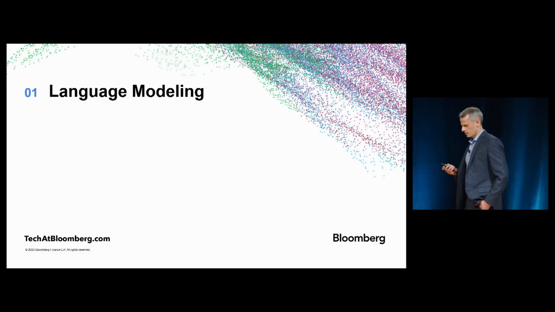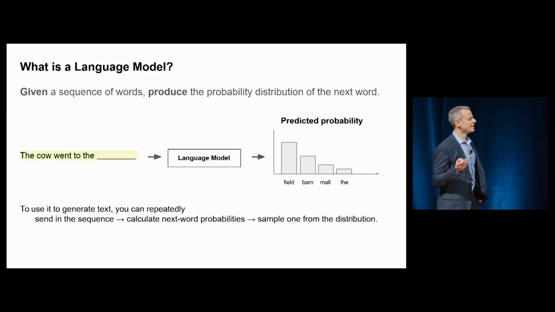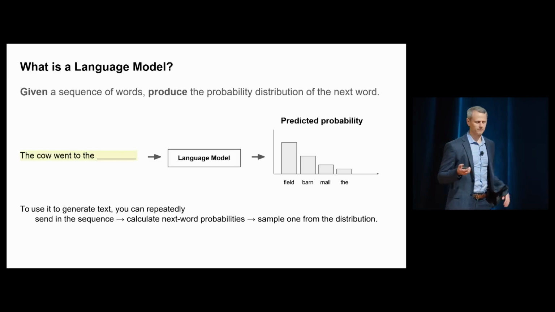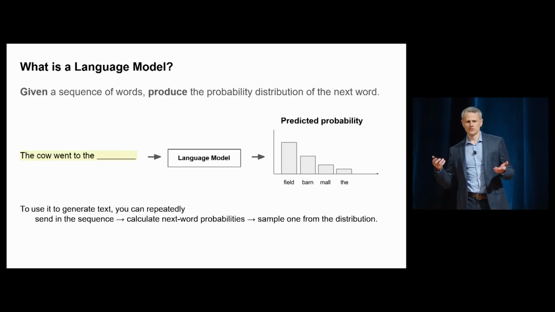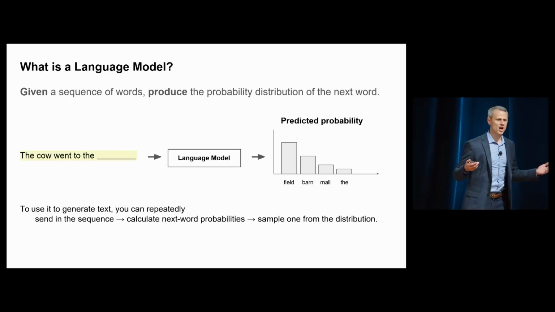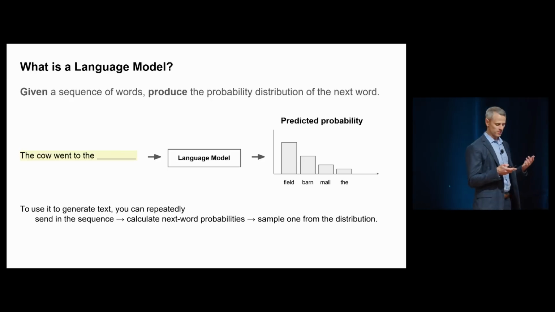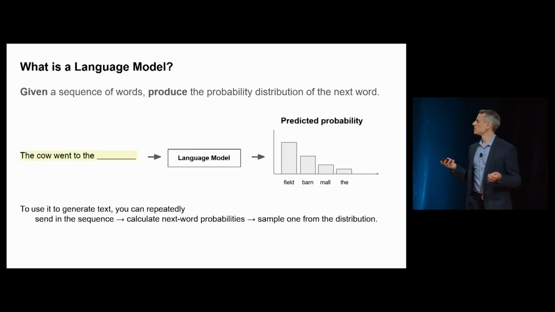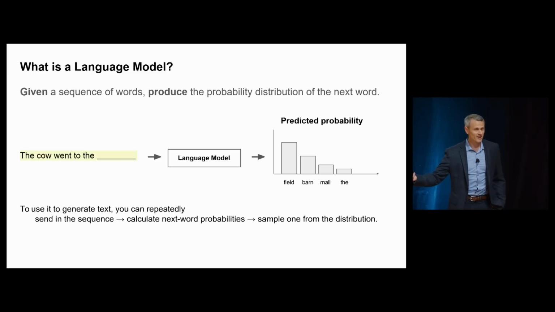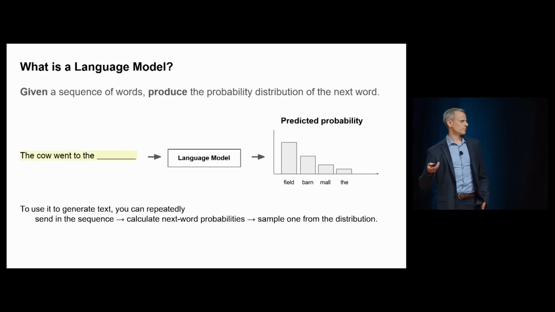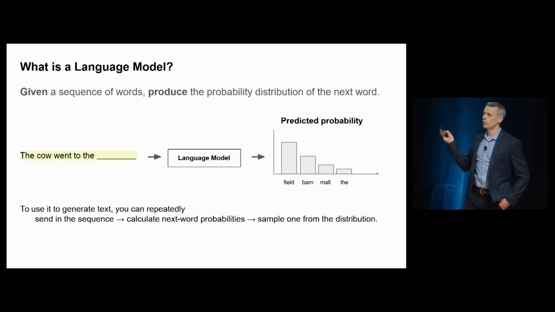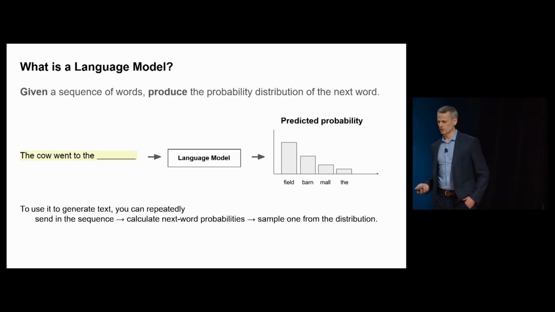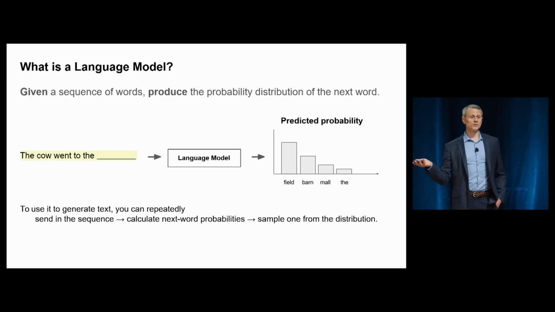So what is a language model? A language model, or more specifically an autoregressive language model, solves the following problem. Given a sequence of words, predict what word will come next, and this prediction is going to come in the form of a probability distribution. In this example, the sequence of words to begin with is "the cow went to the," and we feed that to the language model, and it produces a prediction in the form of a distribution on what word comes next. Here it thinks "field" is most likely, followed by "barn," with some other words possible as well. That's what a language model is.